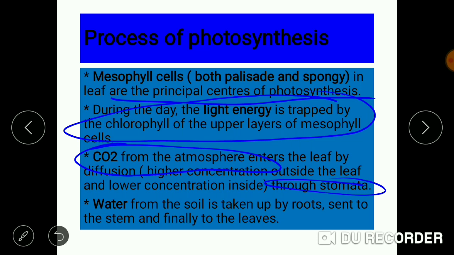As well, water is taken up from the soil by the roots and then sent to the stem and finally to the leaves during this process of photosynthesis. So the CO2 and water combine to form a glucose molecule and an oxygen molecule in the presence of light energy and chlorophyll.